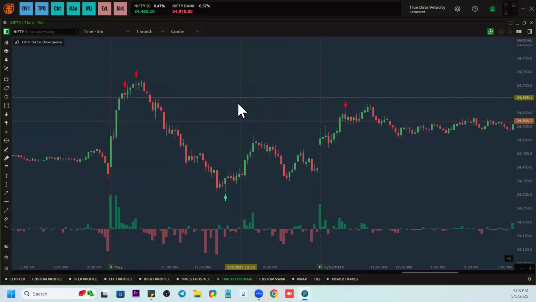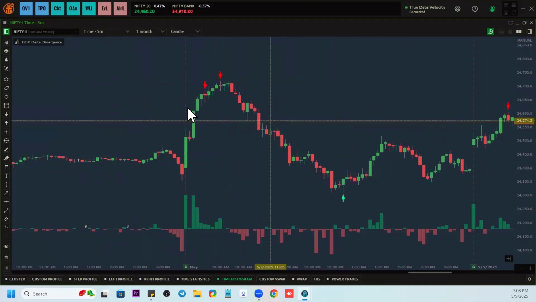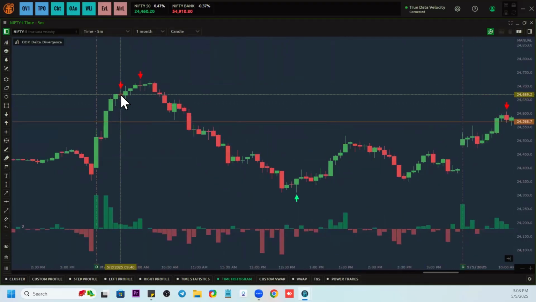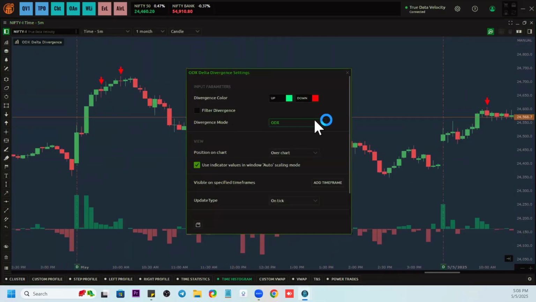Now, what does this divergence do? You must know how to check for divergence, right? It is very simple. When the candle is red and the delta is green, that means there is a divergence. Or if the candle is green and the delta is red, there is a divergence. But if I go to the settings, there's a mode to select. You can select the ODX mode, which is the default mode, and there's an option to select all. When you select all, it will show all the divergences which are there.